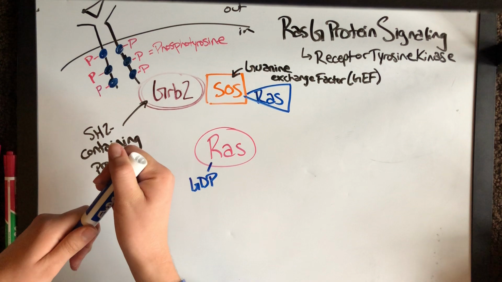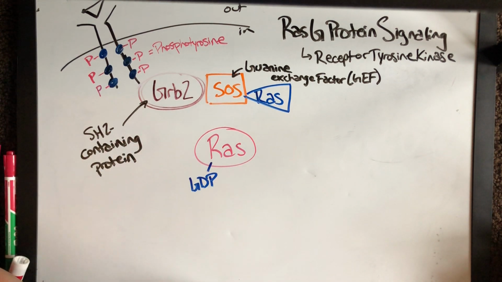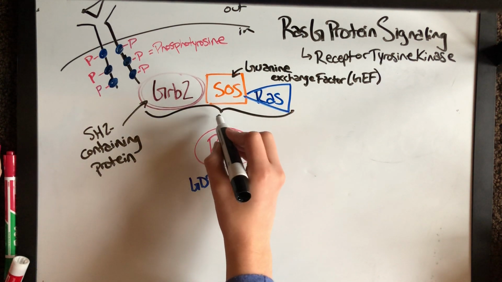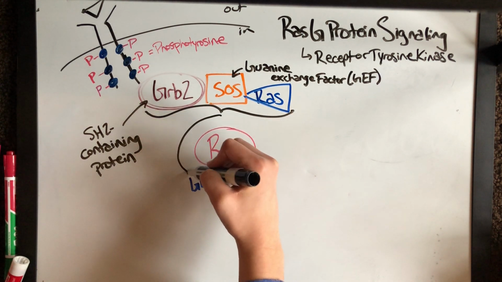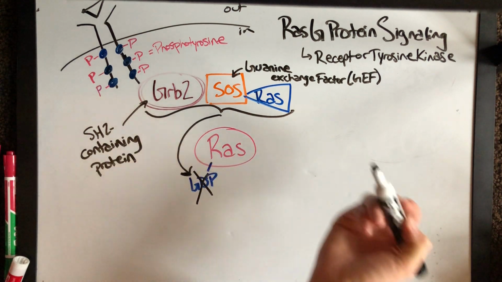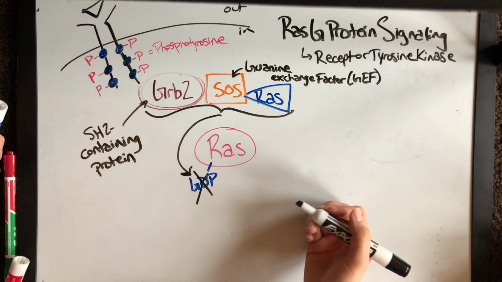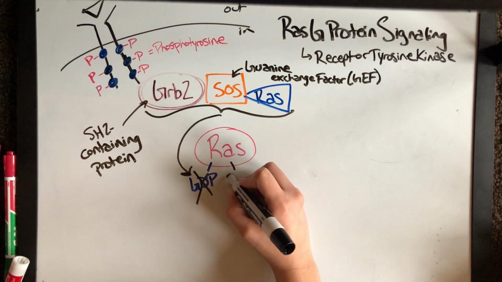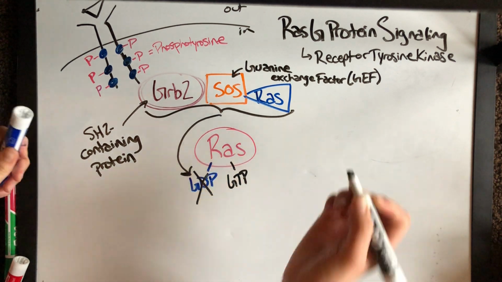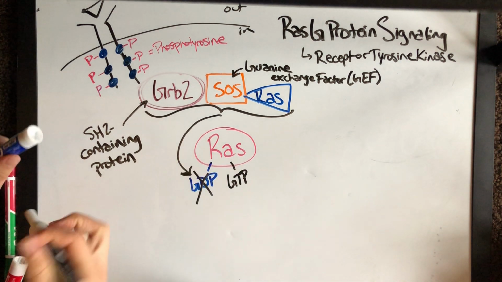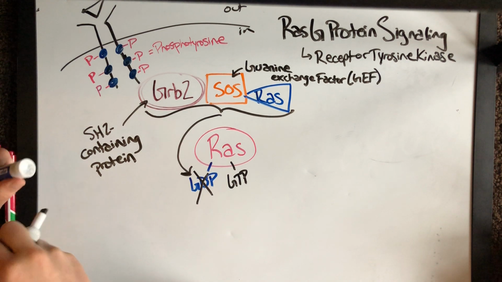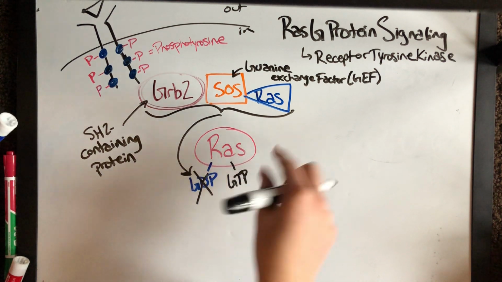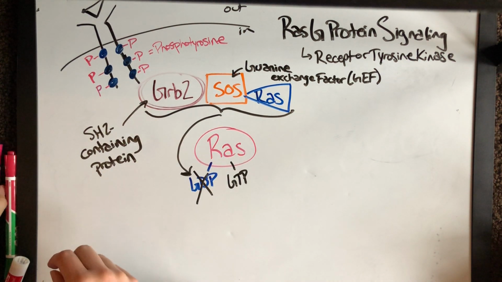So that is going to come in, and all three of these are one complex. The guanine exchange factor is going to come in here and get rid of GDP completely. We're not phosphorylating it. We're just completely getting rid of GDP, and we're adding on a different GTP molecule. That is the triphosphate form. So that activates RAS.